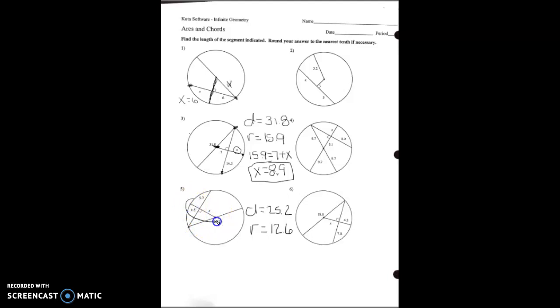So if we focus on where the X is in a section of a radius, the radius is 12.6, but it's partnered with the 4.5 and the X. So if I know the whole thing is 12.6 and I know part of it's 4.5, I can subtract 4.5 from both sides and I can get that X is 8.1.